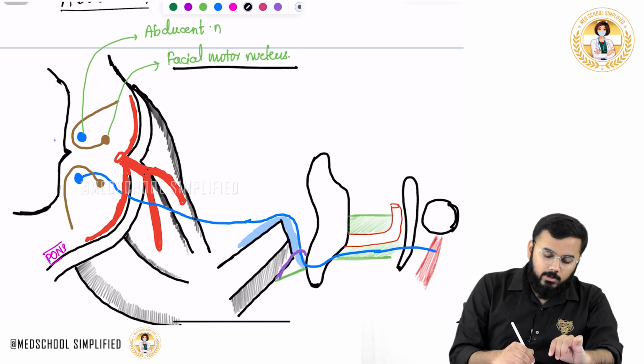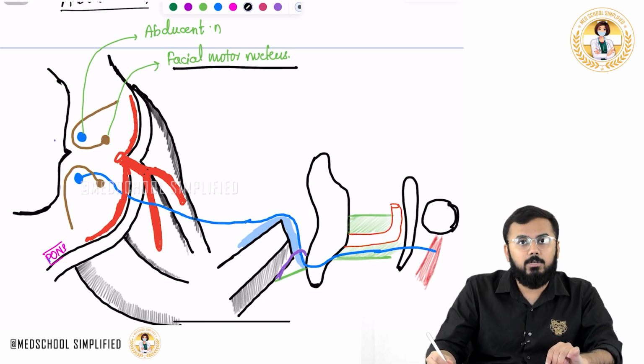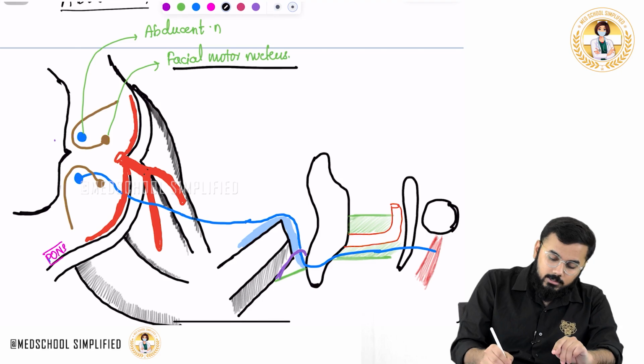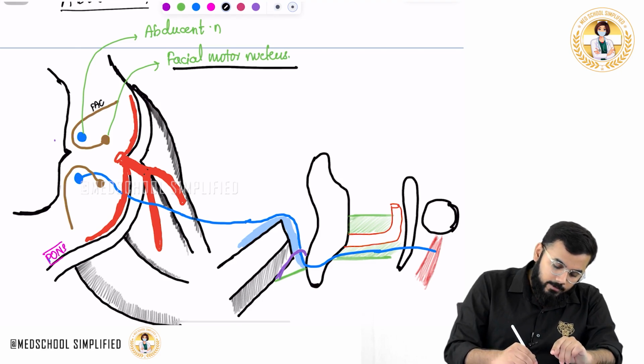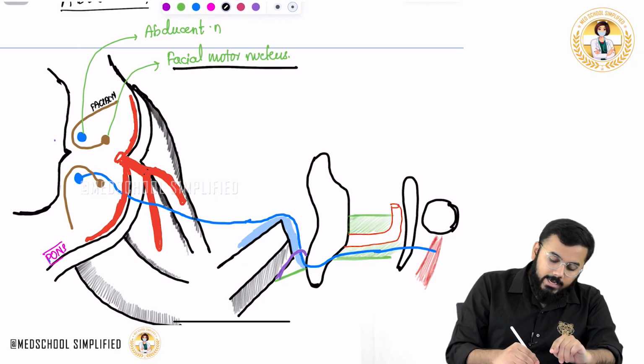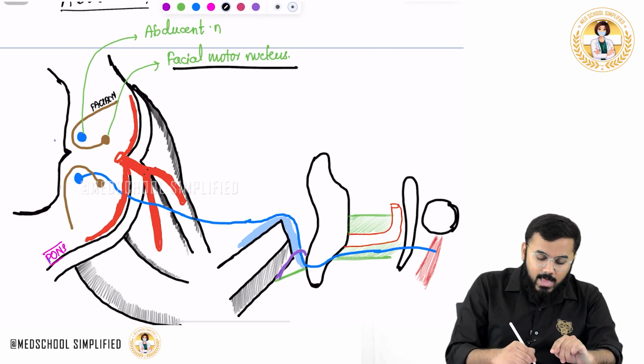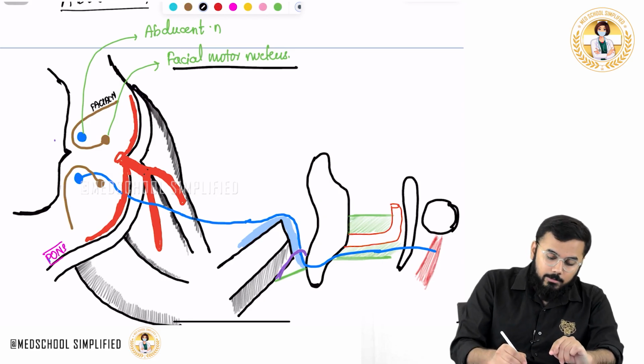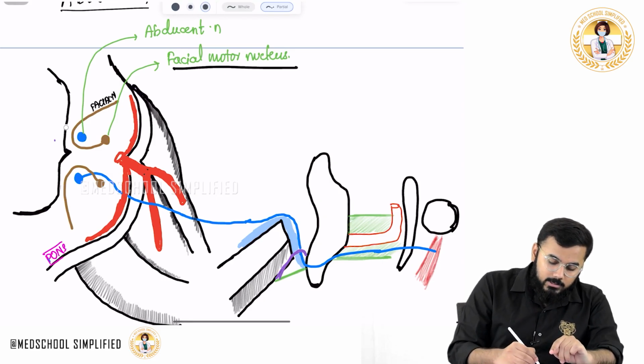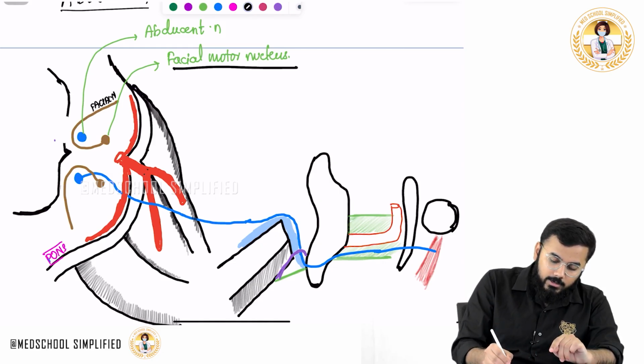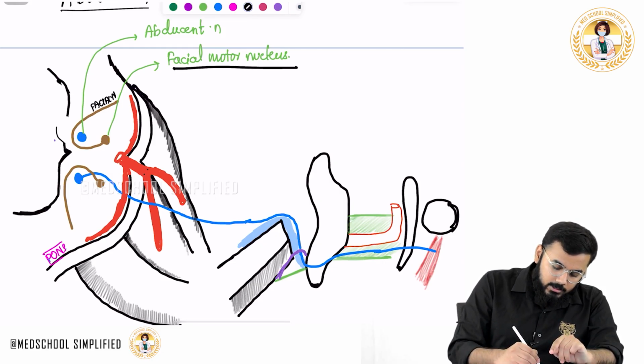From this facial motor nucleus, the nerve which is coming, this brown color nerve, is called the facial nerve. So this facial nerve is taking a turn around the abducens nerve. As it takes a turn around the abducens nerve, it will create some kind of swelling over here. Just look in the picture, it is creating some kind of swelling.